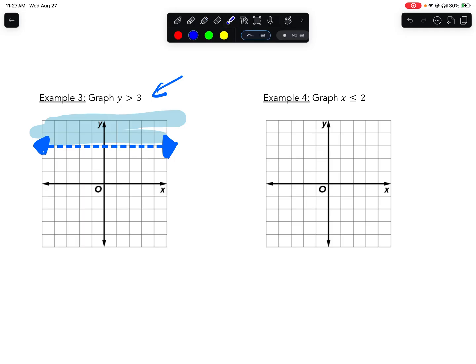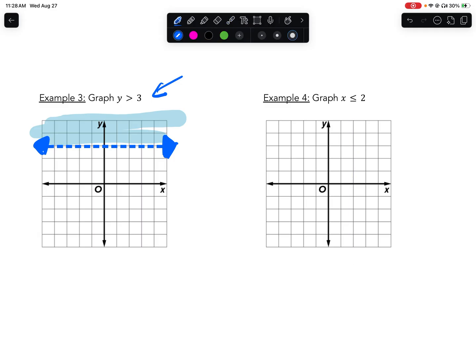Next one, example 4. I'm looking at x is less than or equal to 2. That means it has to cross the x-axis at 2. The only way it's always 2 is if that is a vertical line, right? Because I think about, does x equal 2 here? Yes. Y equals 2 as well. But if this ordered pair, it would be 2, comma 2. If I did this ordered pair down here, it would be 2, comma negative 3. So the x value is always 2. That's why x is equal to 2 has to be a vertical line.